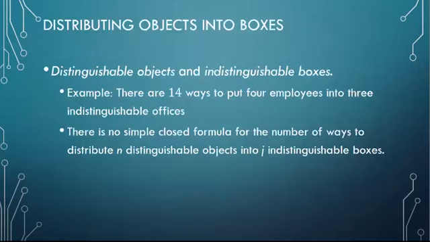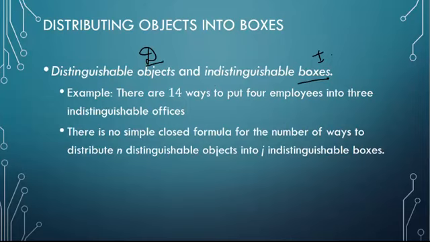And then we have the third case. The third case is distributing distinguishable objects into indistinguishable boxes. That is, the objects are distinguishable while the boxes are indistinguishable. What do you mean by that? Suppose there are 14 ways to put 4 employees into 3 indistinguishable offices. That is, the offices are similar, but the 4 employees are different. How many ways can we put them?